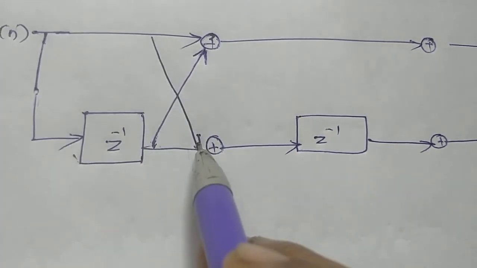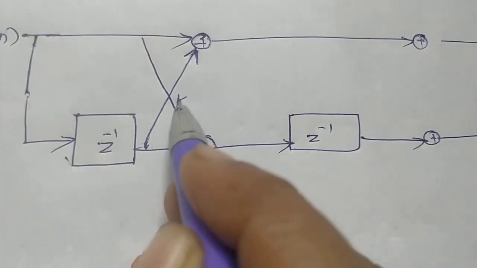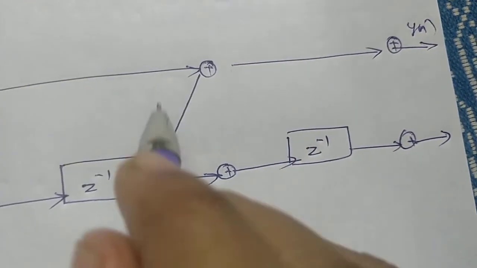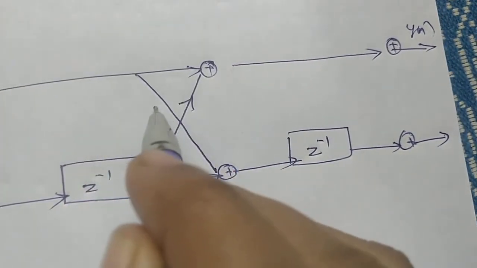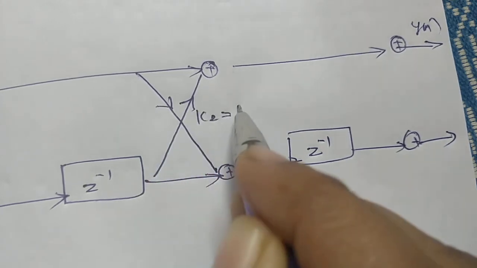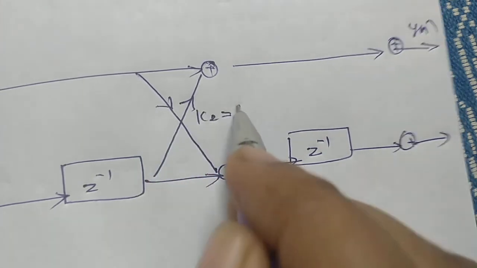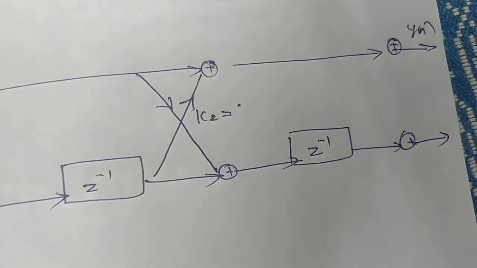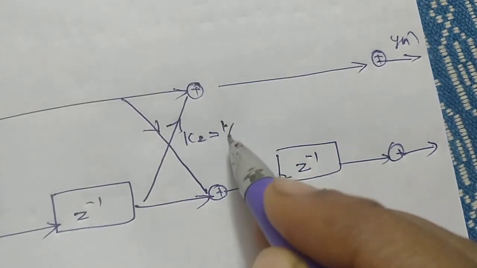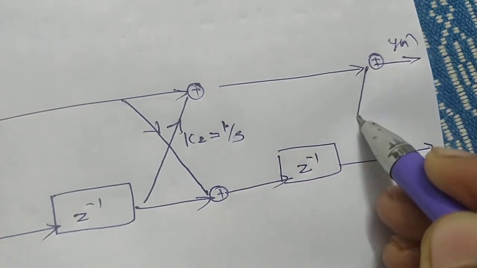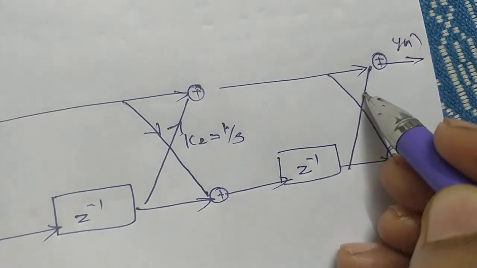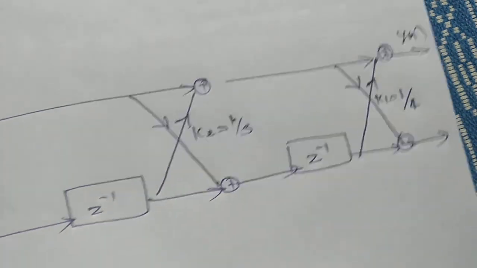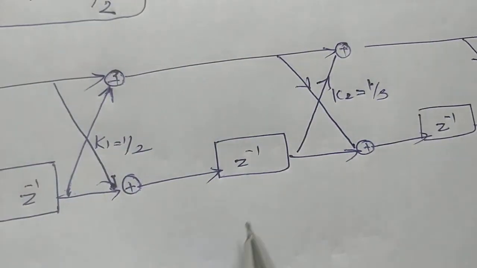So K1 is equal to 1 by 2. Then here draw the K2 value. What was the K2 value? I think it is 1 by 3. Yeah, 1 by 3. And then here also the lattice coefficient K3 value is 1 by 4. This is the lattice structure of an FIR filter.